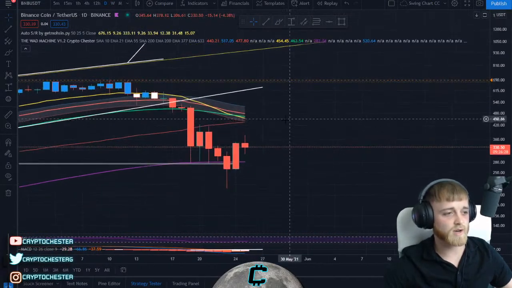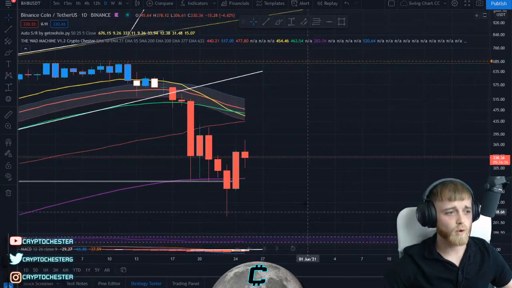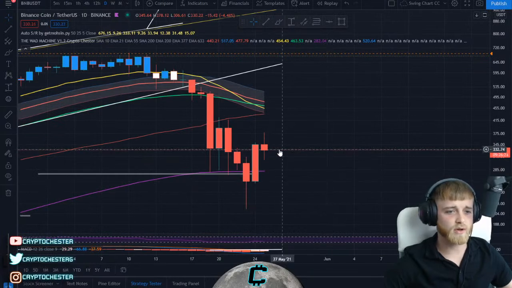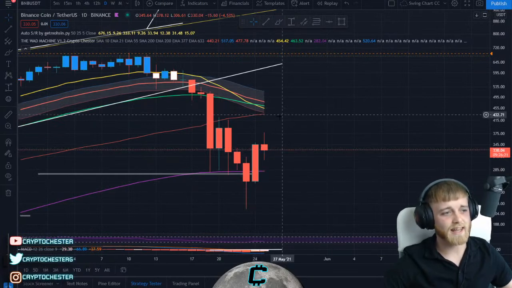In terms of BNB price right now, what we're looking for is finding support on this level here at around 332, and then progressing to the upside.